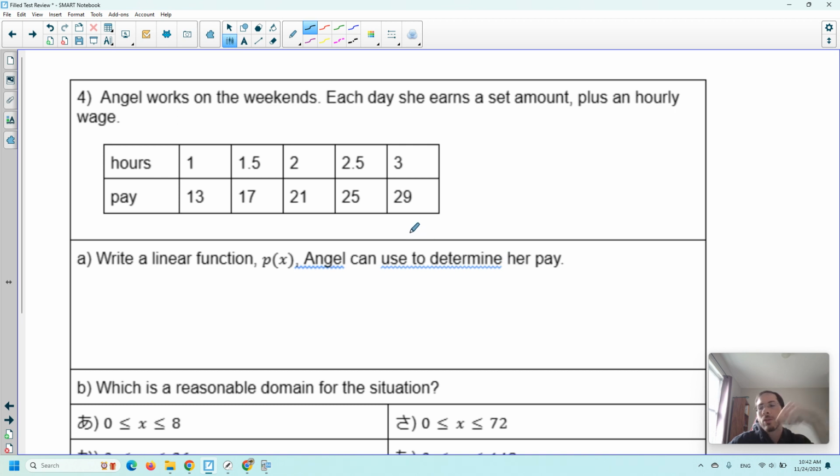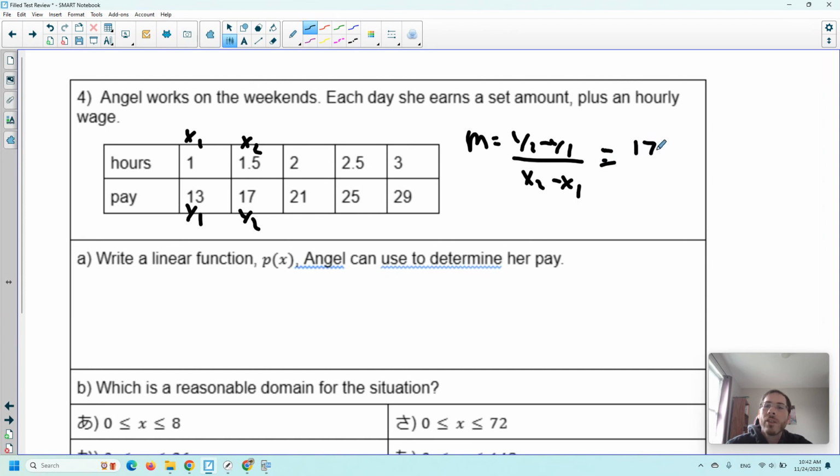So we got two choices. If we want, we can just jump right in and we can use our slope equation. We could do y2 minus y1 over x2 minus x1. We'll pick out some 2 nice points. We got x1, x2, y1, y2. So our slope is going to be 17 minus 13 over 1.5 minus 1, 4 over 0.5. And if we calculate that out, we would get 8. So we know that the slope is 8.